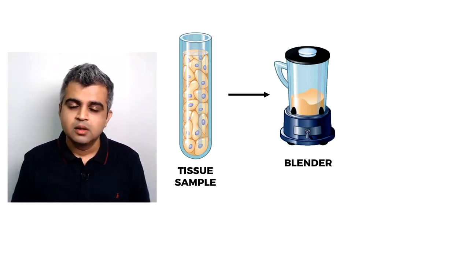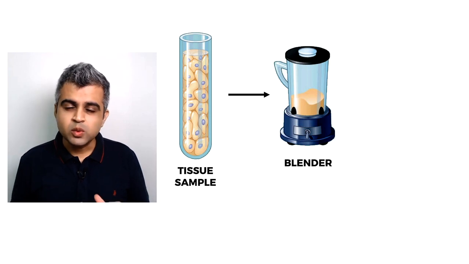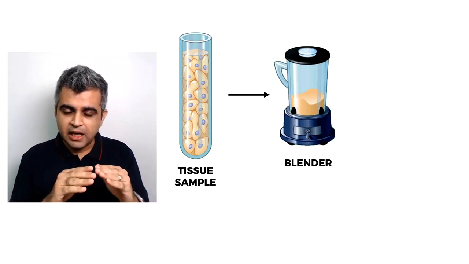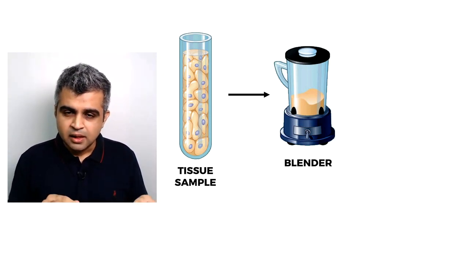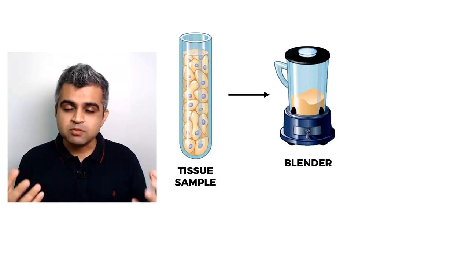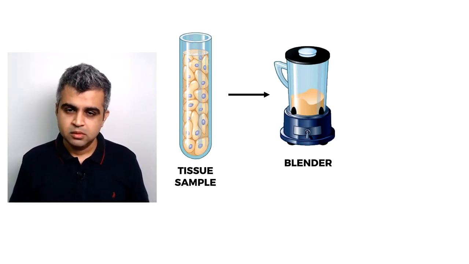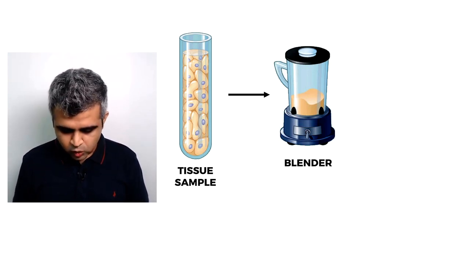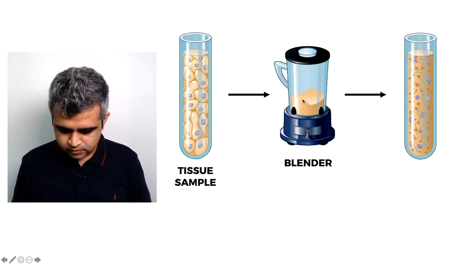You let the blender work. What this will do is break down all the cells and break the membrane of the cells. It may even damage some of the cell organelles, but not all of them will get damaged. Most of the cell organelles will remain intact, but the plasma membrane, the cell membrane surrounding the cell, is going to degenerate. Once you have done this in the blender, you remove whatever is in the blender into another test tube.